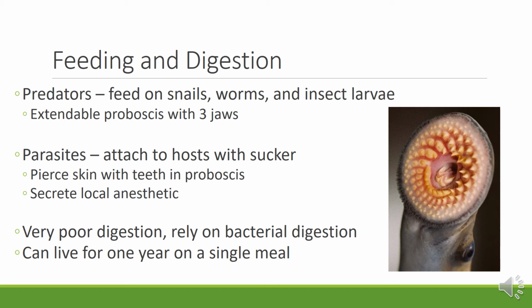One thing that these guys don't have very good is digestion. All of these guys have poor digestion. They rely on bacteria to help them digest their food. But because they're cold-blooded, they can live for 1 year on a single meal. They don't have to eat very often.